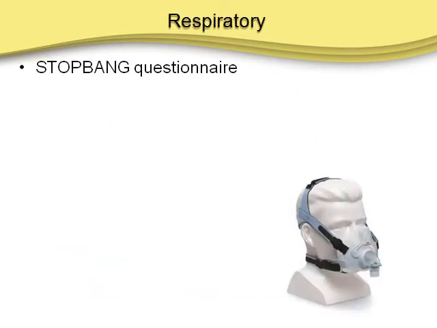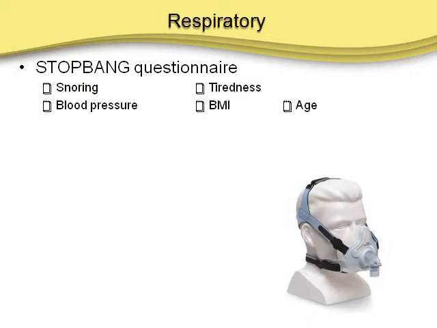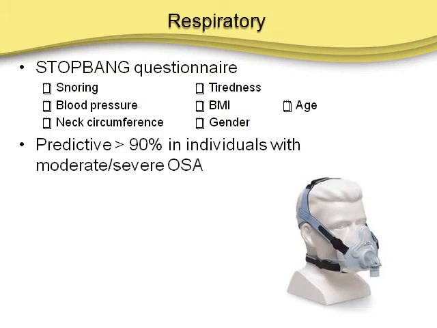The Stop-Bang questionnaire is a validated screening tool for OSA. This questionnaire incorporates 8 items, including snoring, tiredness, observed snoring, blood pressure, BMI, age, neck circumference, and gender. Its sensitivity and predictive value are both greater than 90% in individuals with moderate to severe OSA. If moderate to severe OSA is present, patients are often started on continuous positive airway pressure devices, or the dreaded CPAP.